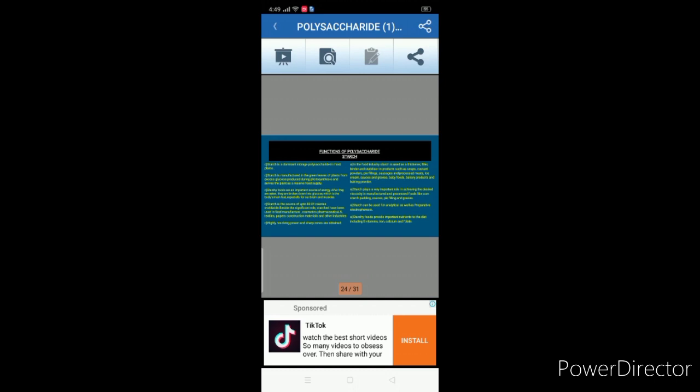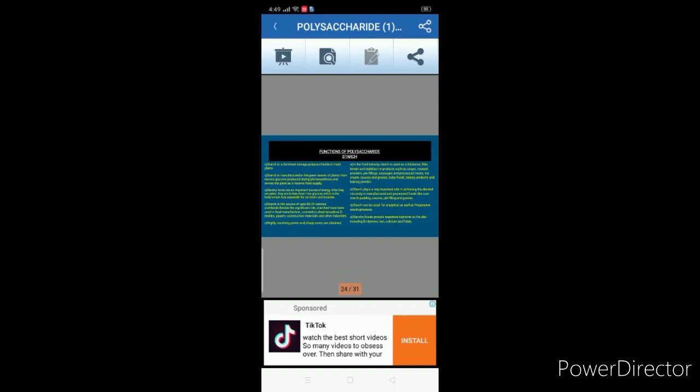Highly resolving power and sharp zones are obtained in the food industry. Starch is used as a thickener, filler, binder, and stabilizer in products such as soups, custard powders, pie fillings, sausages, and processed meats, ice cream, sauces, gravies, baby foods, bakery products, and baking powders. Starch plays a very important role in achieving the desired viscosity in manufactured and processed foods like corn starch pudding, sauces, pie filling, and gravies.